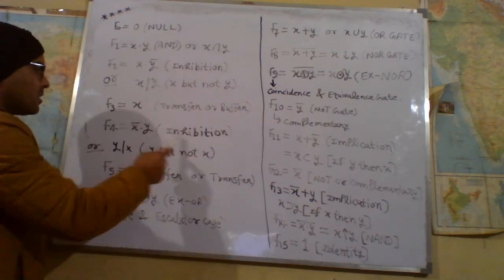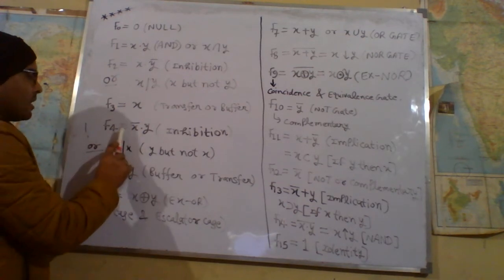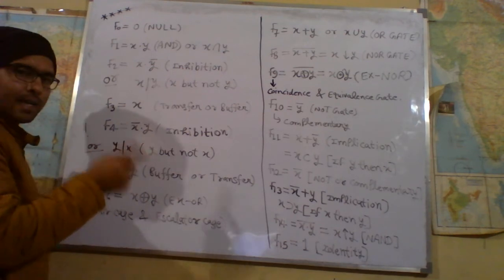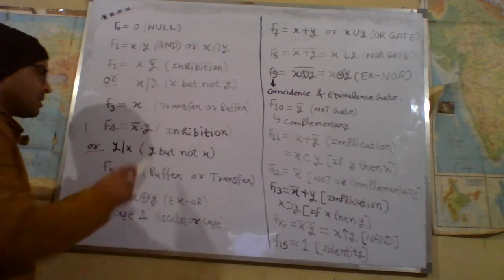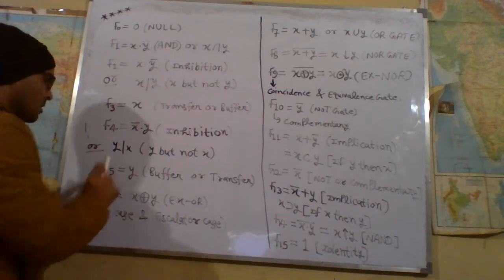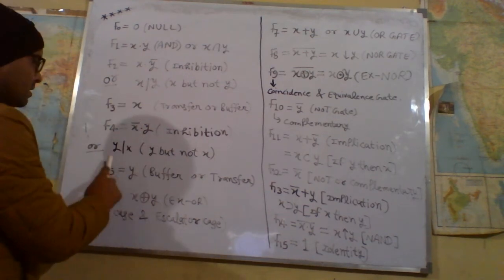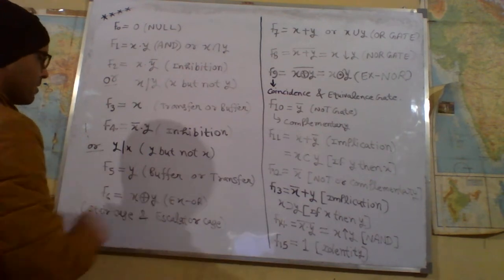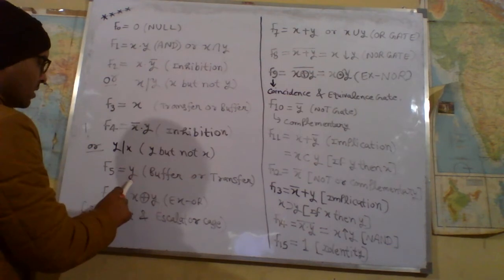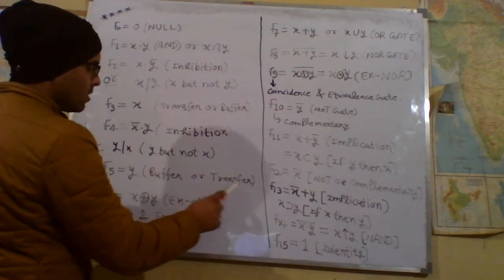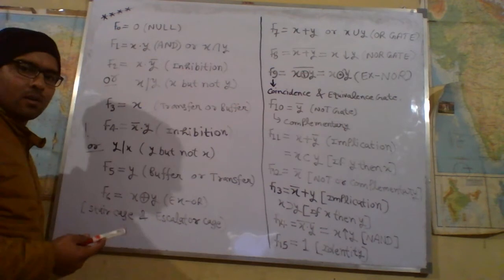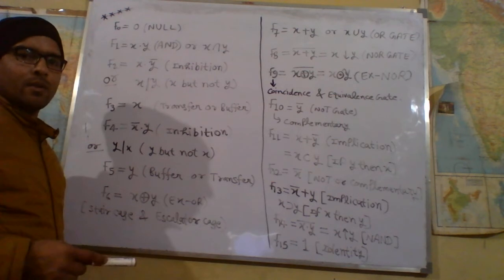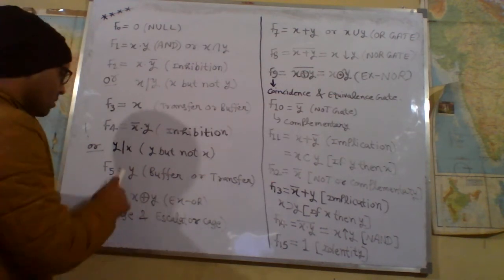And how to say? If we are having x bar dot y, then it means x bar but y. We can say like that, or we can say that y but not x. And this is the second representation: y slash x or y but not x. We can represent like this. F5 equal to y. It means buffer or transfer gate, because I have already told that whatever input we give at input, we will get the same at output. That is called buffer gate.